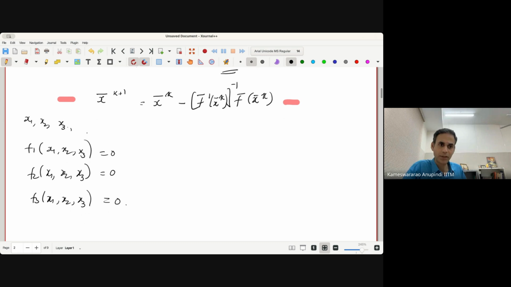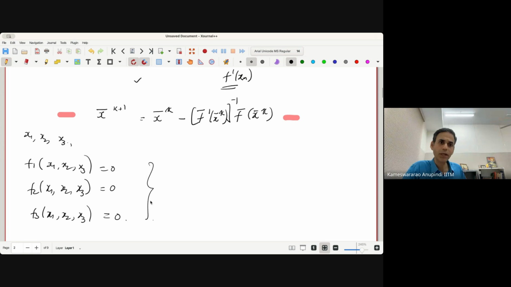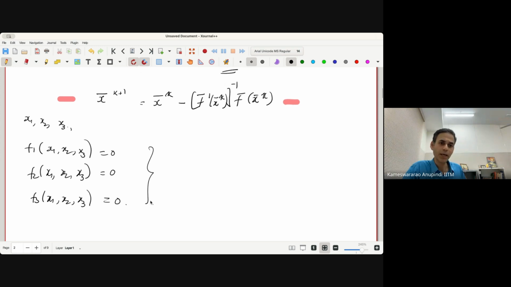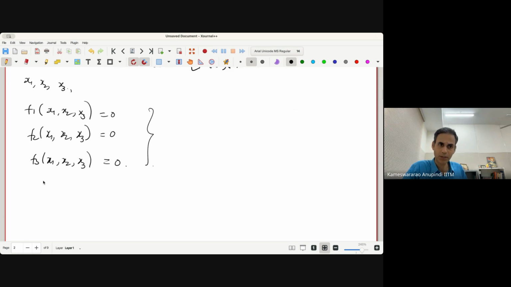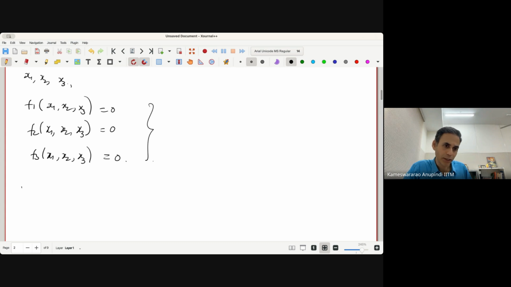Okay, so we have these three functions, f1 of x1, x2, x3 equal to 0, f2 of x1, x2, x3 equal to 0, and then f3 is also a function of these three. Now what we want to do, just like before, is make use of the Taylor series expansion, and express f1 of x1 plus delta x1, x2 plus delta x2, x3 plus delta x3.